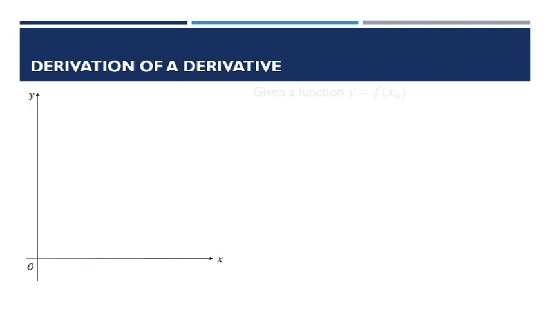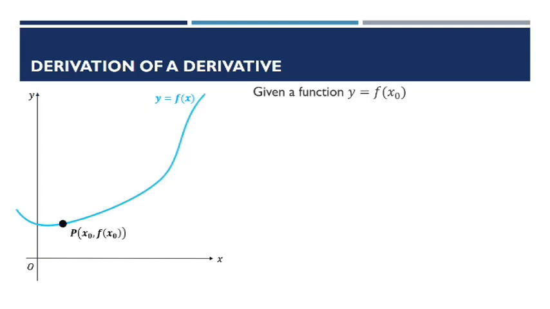So given a graph of a given function, y is equal to f of x sub 0 or x naught. So, doon sa graph na yon, meron tayong given point na yung coordinate niya or yung distance niya from the origin ay given by the coordinate x sub 0 and yung y is the function of x sub 0 or function ng input. So, yung distance niya from the origin along the x-axis is x sub 0 and along the y-axis is f of x sub 0.